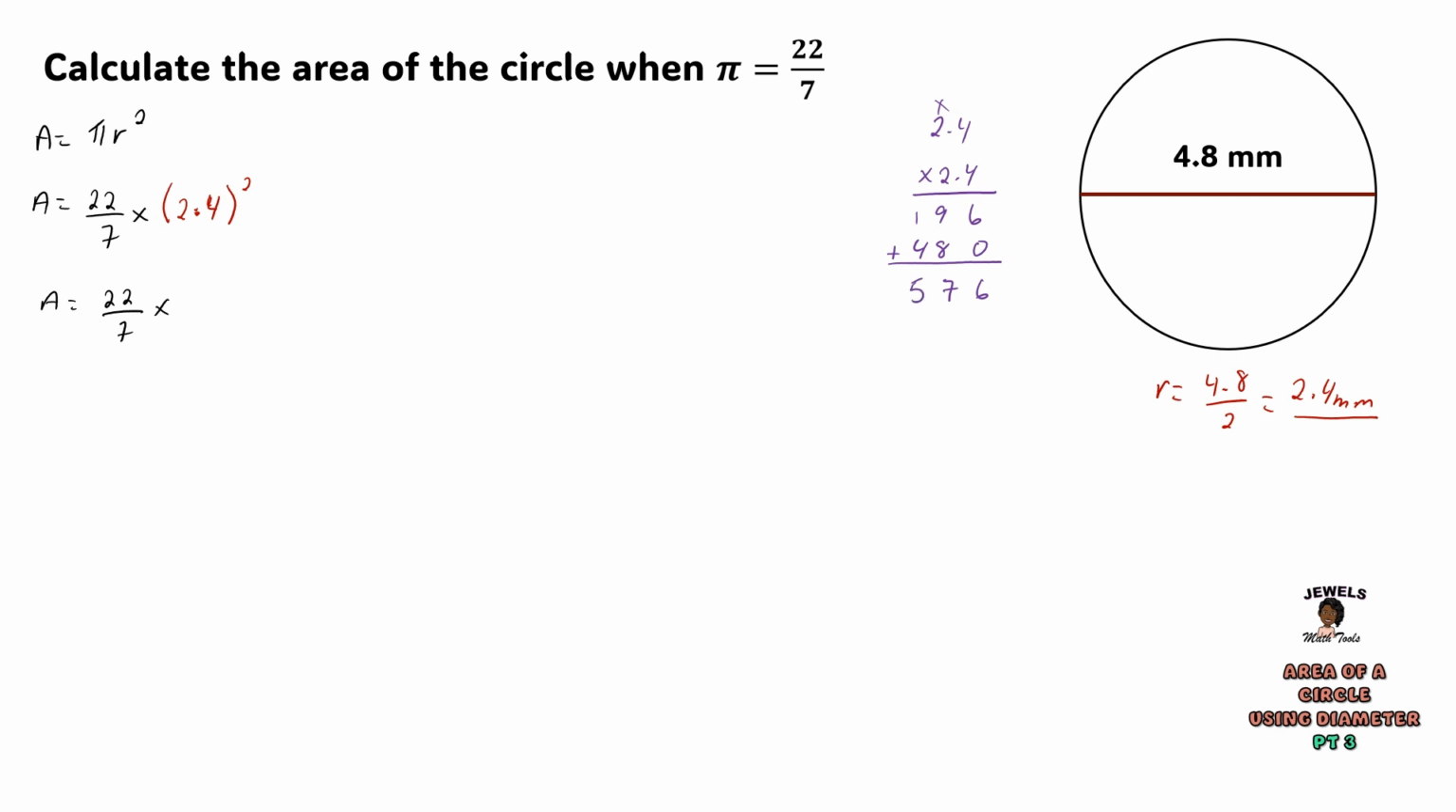Now to input our decimal points, remember we have one digit behind our 2.4, one digit here also behind the 2.4. So in total, we will have 2 digits behind the decimal point in our answer. So now we will plug that answer back into our equation, which is our 5 and 76/100.